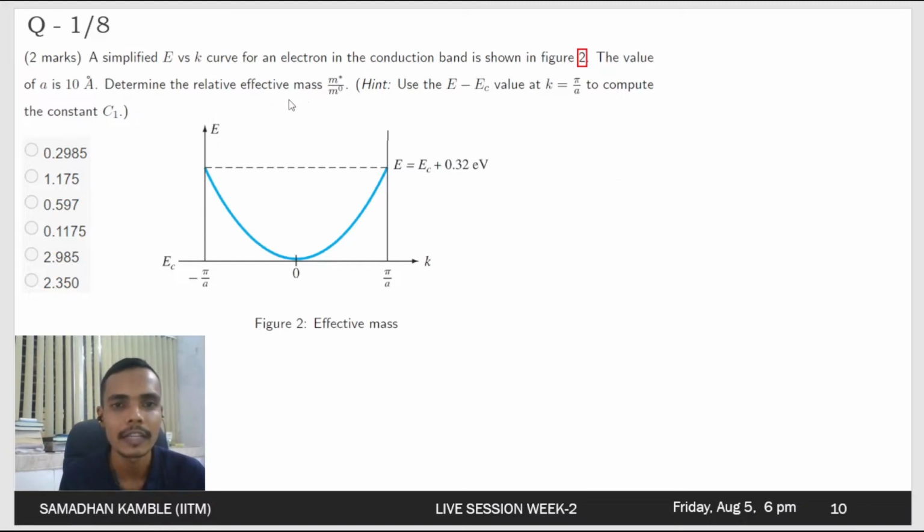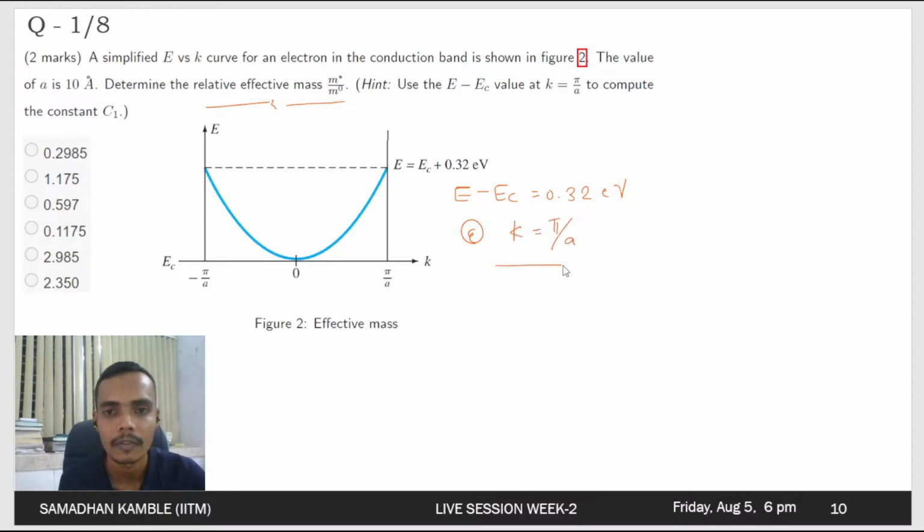So the relative effective mass is essentially the effective mass divided by the rest mass of the electron. And one hint is also given that you can use the E minus EC value for k equal to pi by a to compute C1 first of all. We have given here the value of E, which is equal to EC plus 0.32 electron volt, at pi by a. So we can simply write E minus EC equal to 0.32 electron volt. Remember, it is at k equal to pi by a. Now we need to find the m star over m naught.